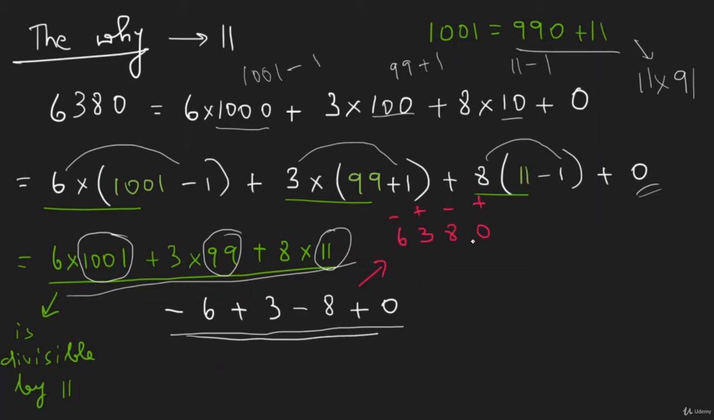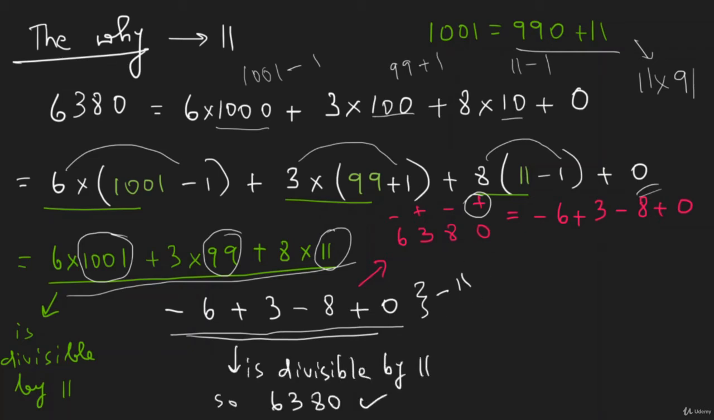Give plus to 0, minus to 8, plus to 3 and minus to 6. So that's minus 6 plus 3 minus 8 plus 0. Remember, the plus is on the right and you start from the right to left, alternating between plus and negative. So this amounts to minus 6 plus 3 minus 8 plus 0, and when you do this you get your answer as minus 11. Now because minus 11 is divisible by 11, right? Therefore 6380 is also divisible by 11.